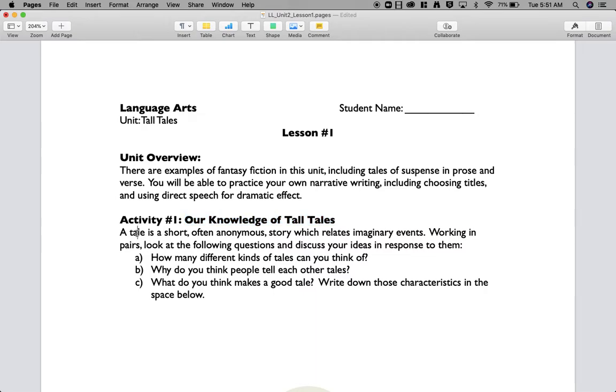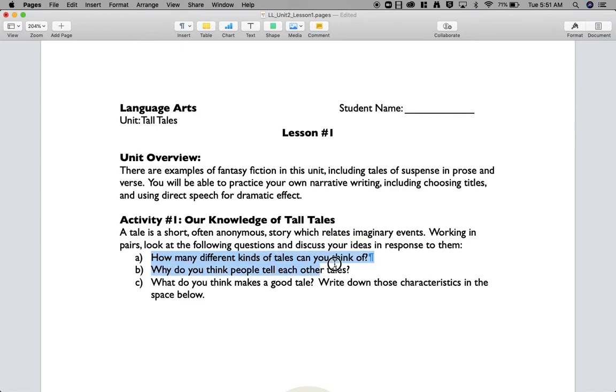Okay, what is a tale? Not the thing on the behinds of animals. A tale is a short, often anonymous story, which means you don't really know who it is, which relates imaginary events. Working in pairs, which you obviously can't do, look at the following questions and discuss your ideas and response to them. So after I read these, feel free to press pause.